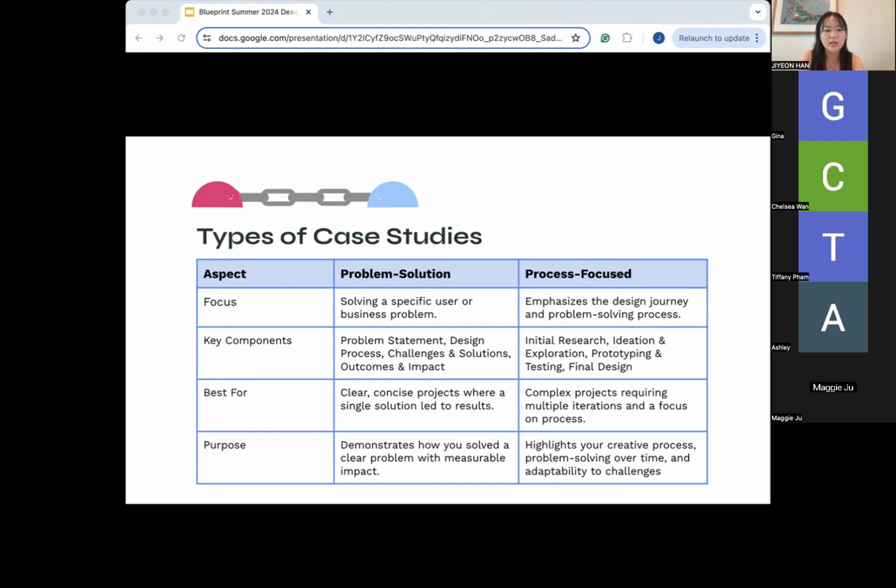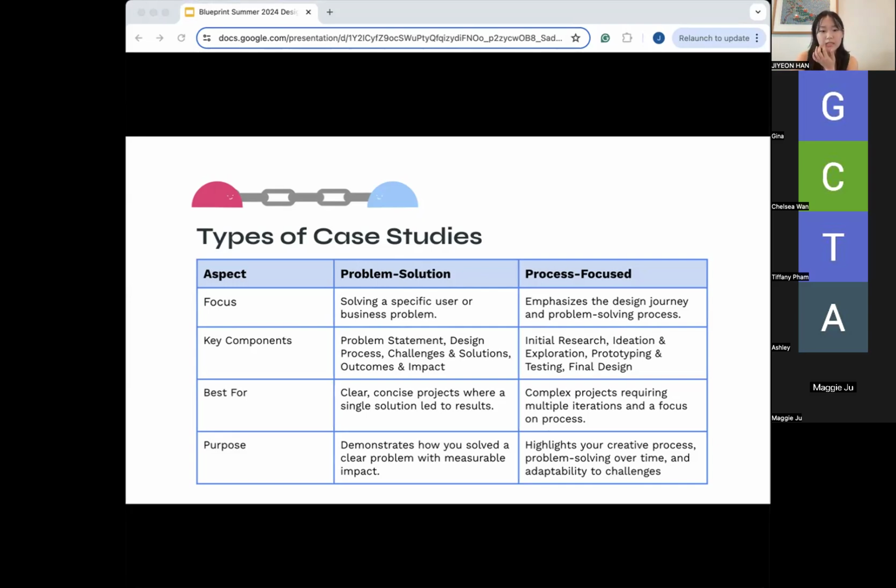So this type of case study is ideal when your project revolves around solving a straightforward problem. Since it's really direct and efficient, it's perfect for cases where a single solution had a significant impact. It's best for projects that are clear and concise, and it can showcase how a specific solution drove a tangible result. A common example would be a website redesign, a revamp of an app, or even an internship project that lasts like 3 months.